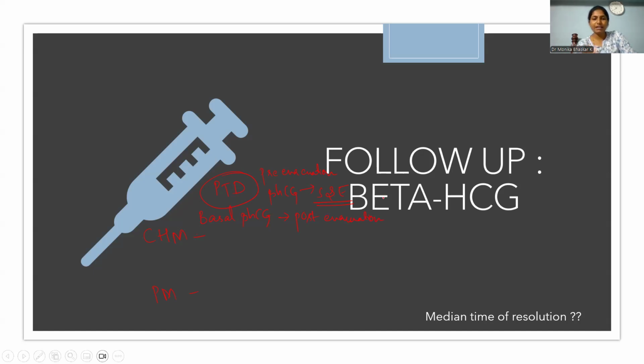So once this value is obtained, every week we have to repeat beta HCG, every week until the beta HCG is less than 5 milli international units per ml. So every week you repeat, and if the beta HCG value comes back to normal within 56 days, you have to repeat every month till 6 months post evacuation.